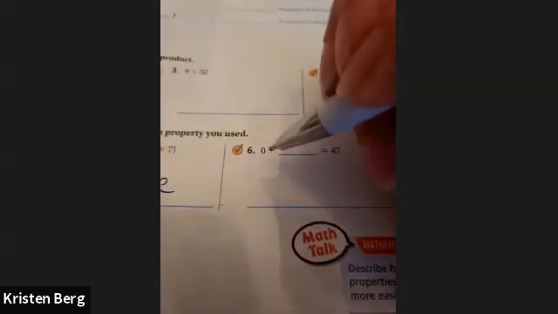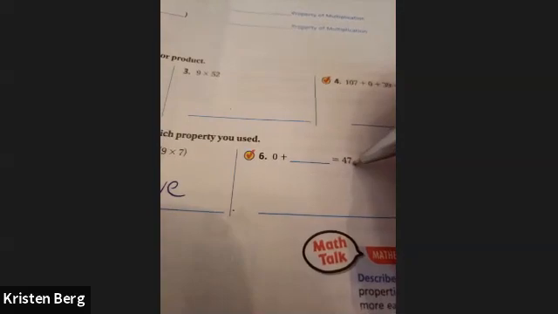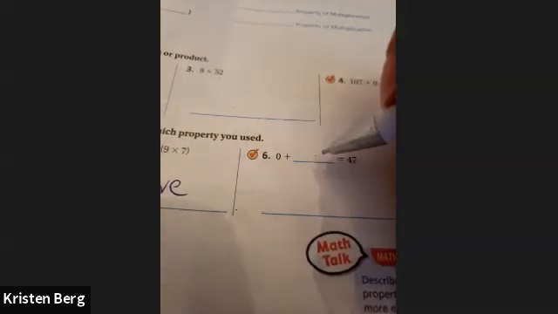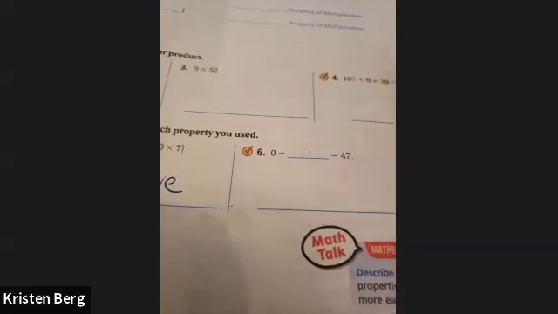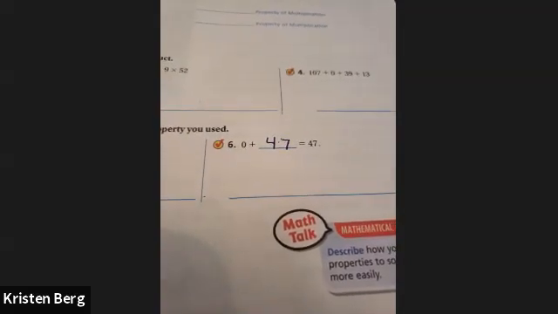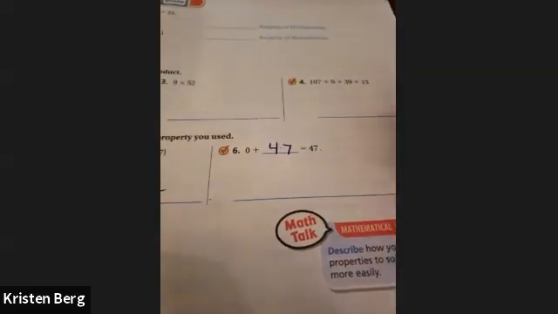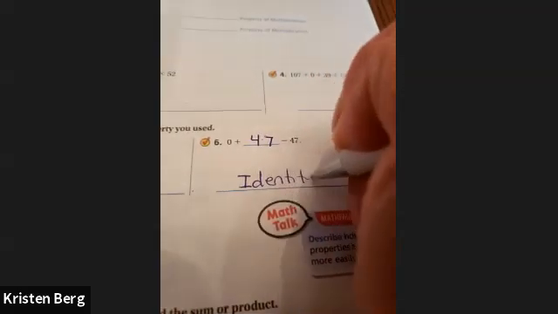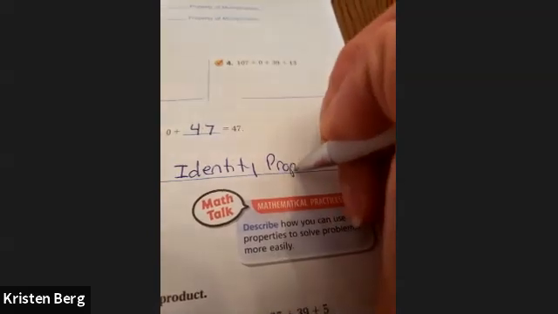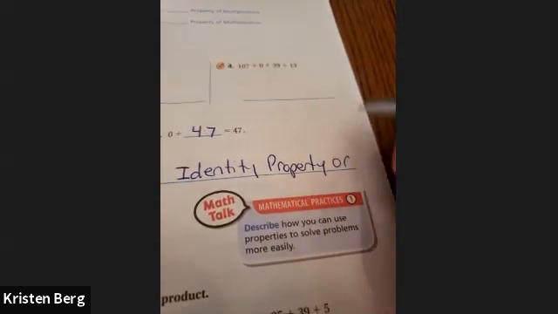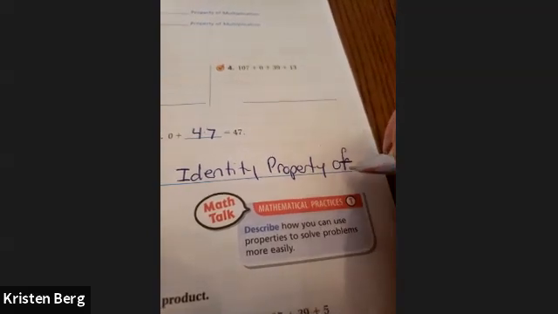Then here it has 0 plus blank is going to give you 47. So what needs to be here? 0 plus blank will give you 47 as an answer. You should have said 47. And what property is this? Well, when you are adding by 0 and you're coming out to be the same answer, this is the identity property of addition. And just to make it quick, I'll just put the addition sign. Okay, so that is what you are to be doing there.